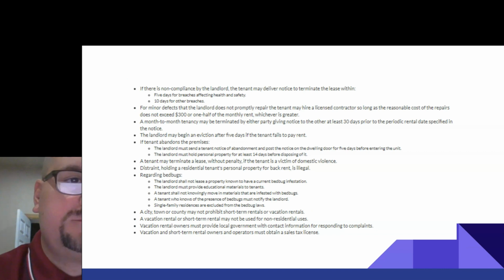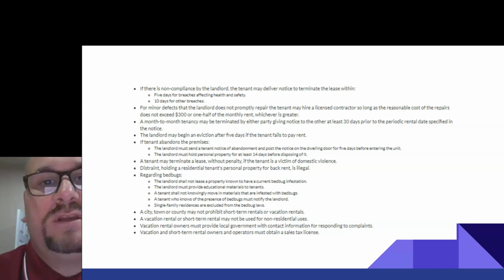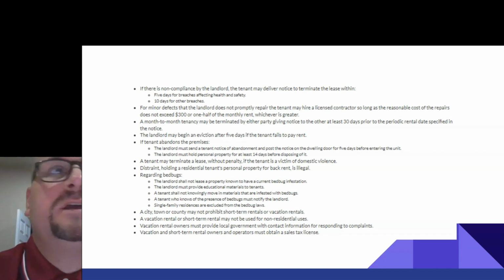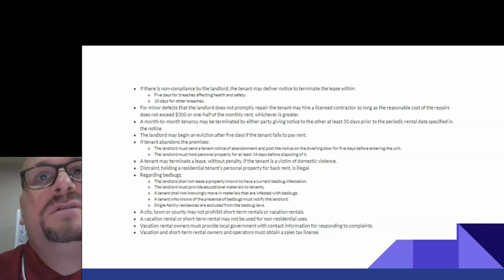Right. A month-to-month tenancy may be terminated by either party giving notice to the other at least 30 days prior to the periodic rental date specified in the notice. The landlord may begin an eviction after 5 days if the tenant fails to pay rent. So, if you're the landlord, you're renting to a tenant, and it's due on the 10th, right?